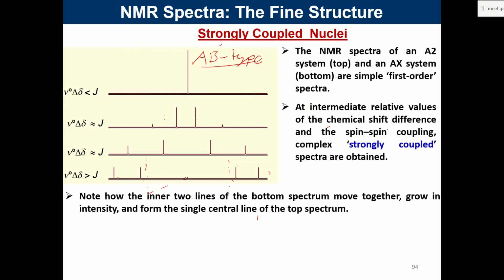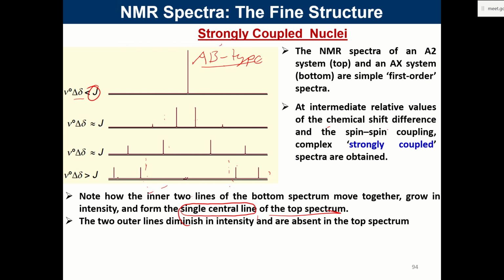So the outer two lines of the spectrum become gradually weak in intensity, and finally they are gone when J becomes much greater than the difference in the chemical shift values. So this is what we have learned from the analysis of this picture. Starting from 4 lines in the original, we have obtained a single central line in the top spectrum, with diminishing intensity and the outer lines almost absent.